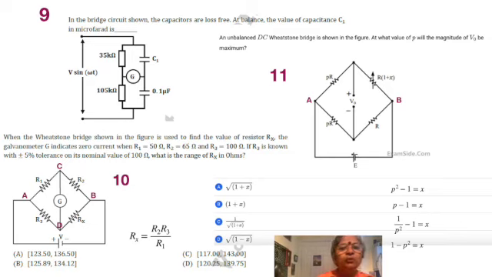In the bridge circuit shown, the capacitors are loss free. Very important. And only in GATE questions I noticed that this important aspect is mentioned. Otherwise, it will have to be capacitance plus a particular resistance, which will be indicative of the loss. Okay. At balance, the value of capacitance in microfarads. So you just need to calculate and then write out the answer in microfarads. You need not talk about units, you need look at the numerical values alone.